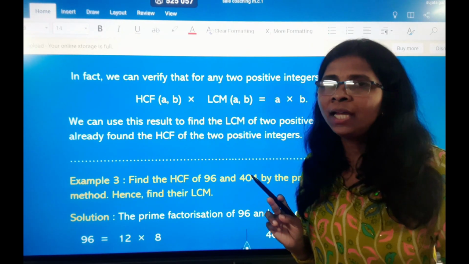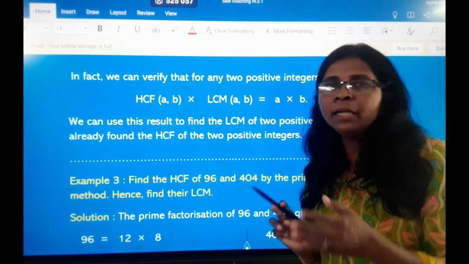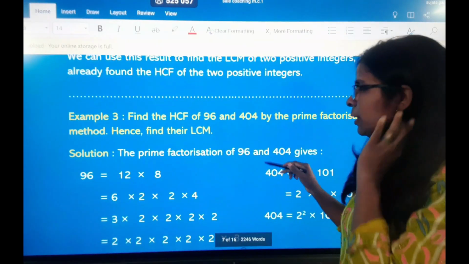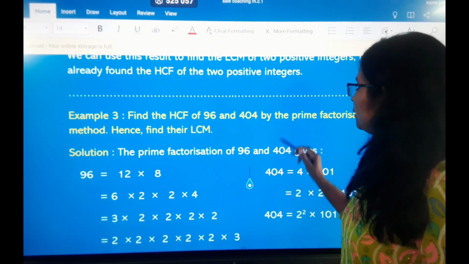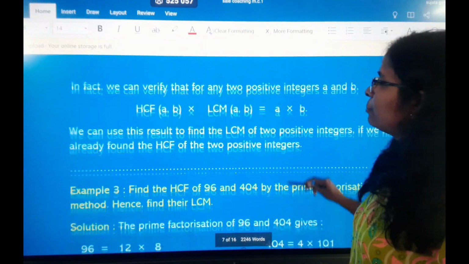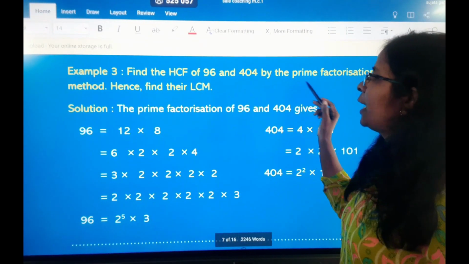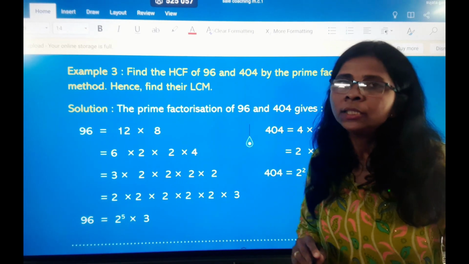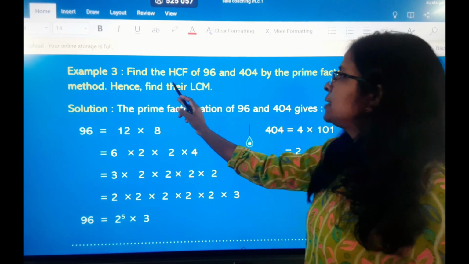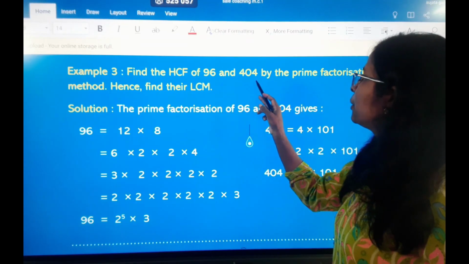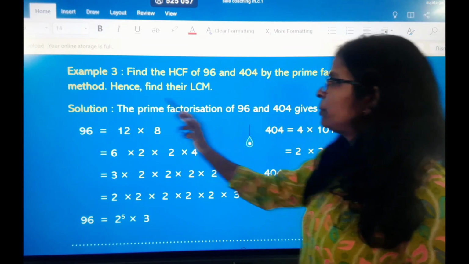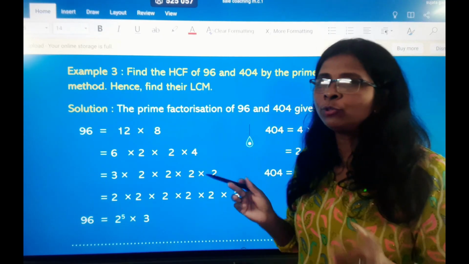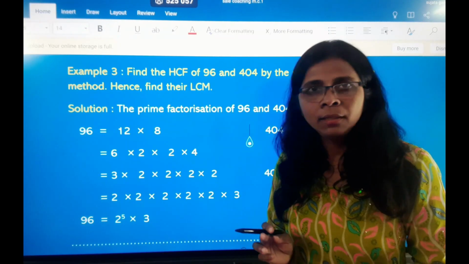So what is A? A is the first given number. B is the second given number. Okay. Now let us see the third example of the HCF and LCM. On the basis of this formula, we can find out the LCM also. So here: find the HCF of 96 and 404 by the prime factorization method. Hence find their LCM. Here we have to find both the HCF as well as the LCM.